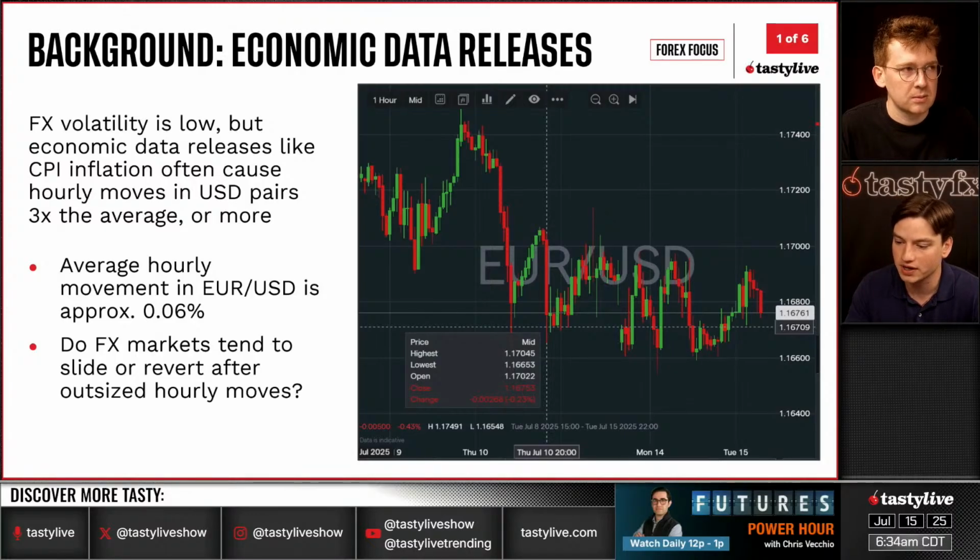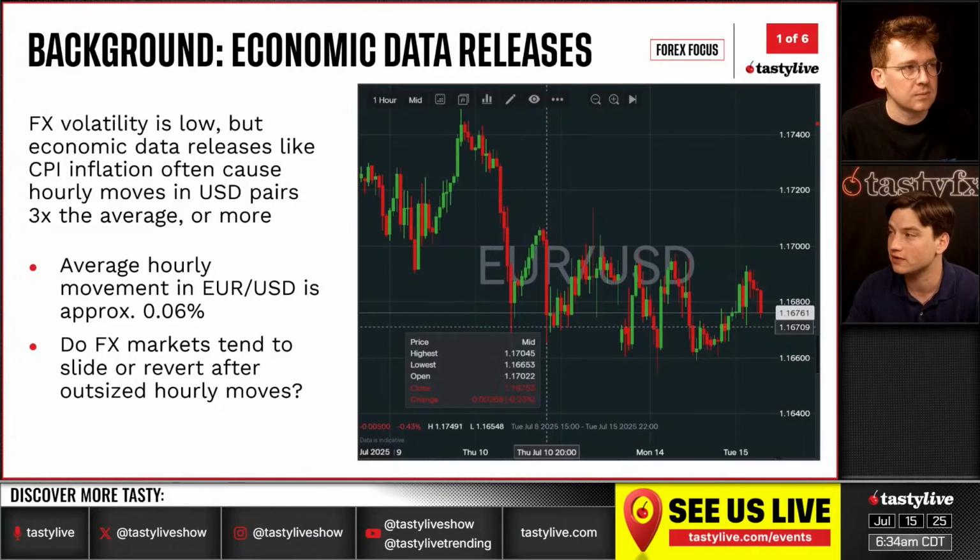Sure. But even so, in any volatility environment, when we see something like an economic data release as important, possibly pivotal, as an inflation reading here in the U.S., we can see that volatility play through in U.S. dollar markets more than 3 times the average or more when looking at hourly price data.